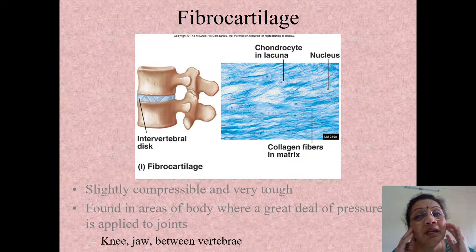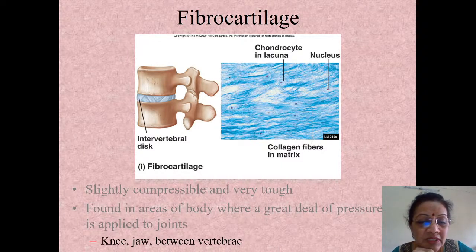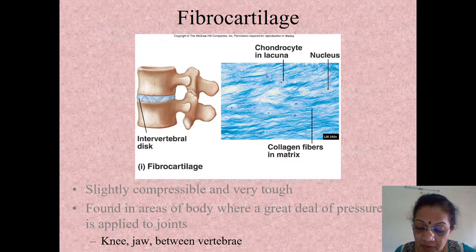Similarly, in the jaw, in your two temporomandibular joints, there is an articular disc which is of a fibrocartilage nature because it takes the power of the clamping of your jaw in chewing movements. And in between vertebrae, as you can see here.